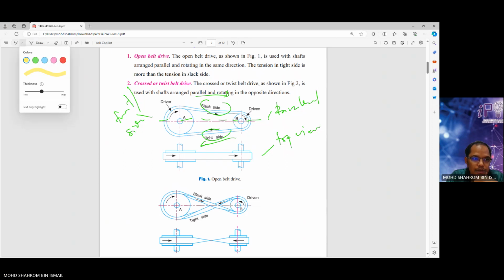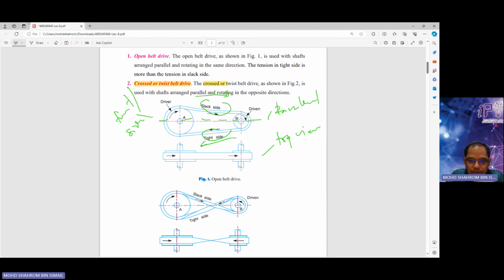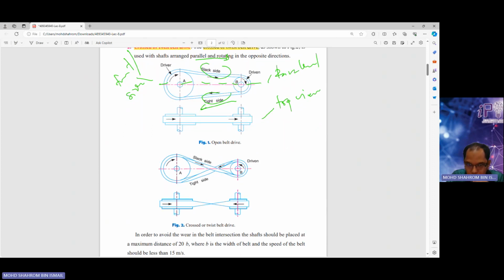Number 2 is a cross or twist belt drive. The cross or twist belt drive, as shown in figure 2, is used with shafts arranged parallel, okay, and rotating in opposite directions. What does it mean by that? It's still parallel, still side by side, no problem. However, the rotation is quite different.